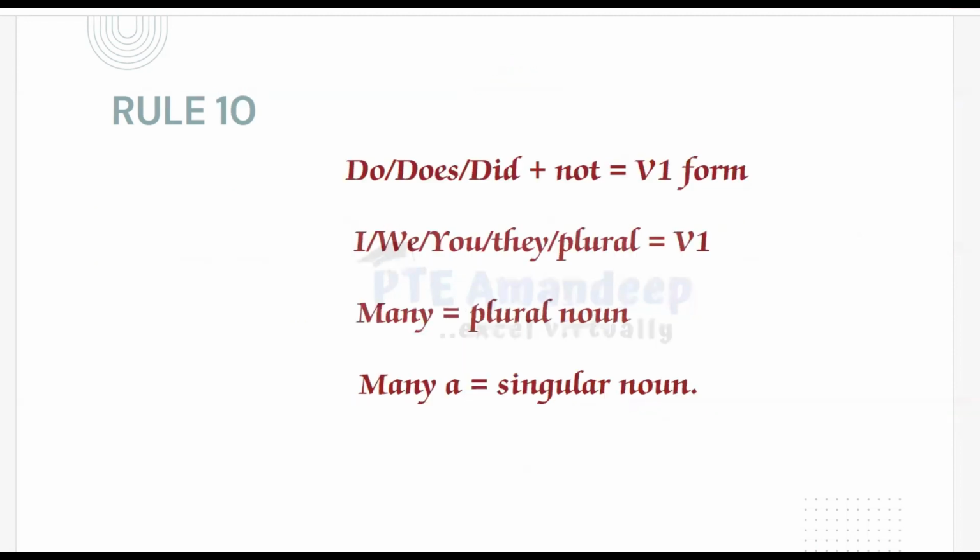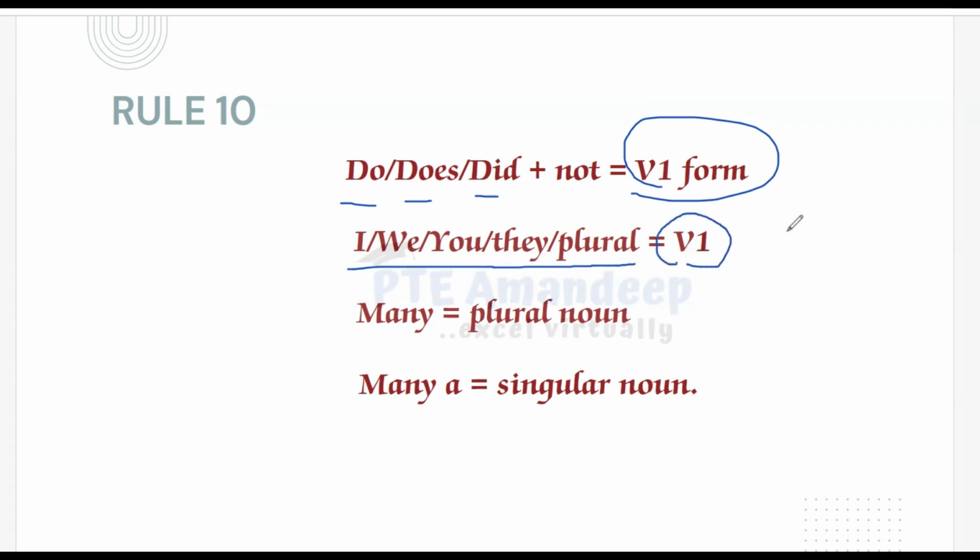So these are some of the miscellaneous rules. For example, if there is do, does, did before the blank, always verb in the first form will come. If there is I, we, you, they, or any plural subject, then verb first form only. If there would be he, she, or a singular subject, there would be a verb with s or es, but if there is I, we, you, and a plural subject, then only the first form of the verb without s or es.